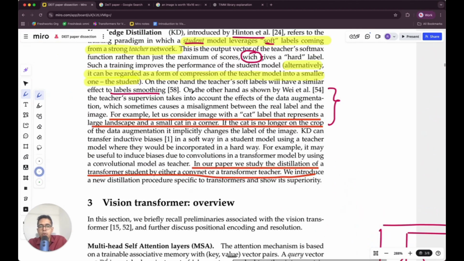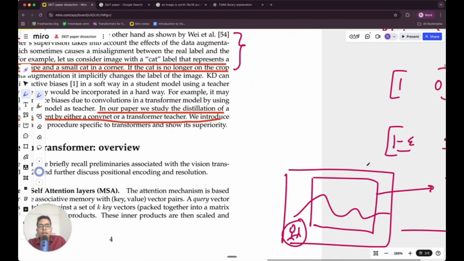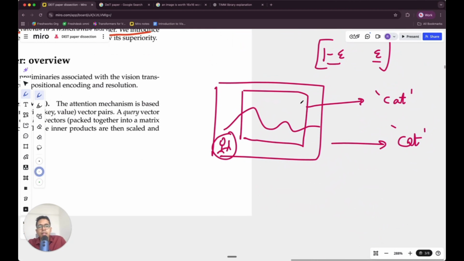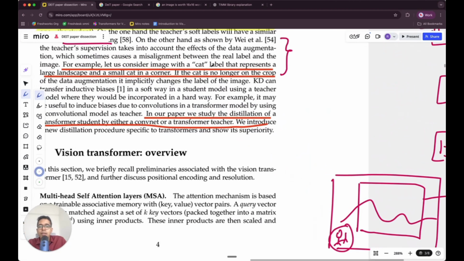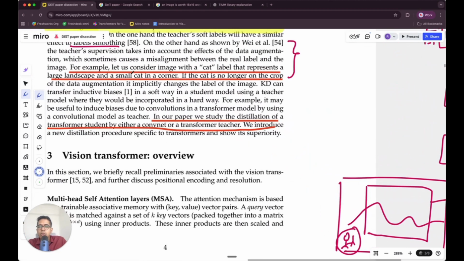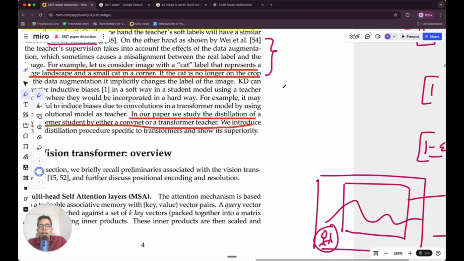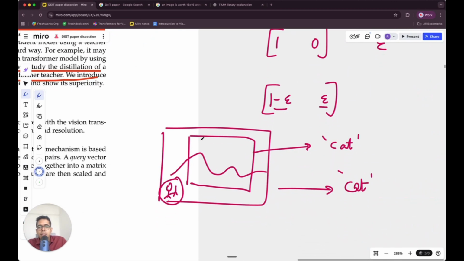Let's read it once more. On the other hand, as shown by Wei et al., the teacher's supervision takes into account the effects of data augmentation, which sometimes causes a misalignment between real label and the image. See, here there is a misalignment between the real label and the image. Where is that? Misalignment between real label and the image. So here, the image is actually that of a landscape only after cropping, but the label is still a cat.